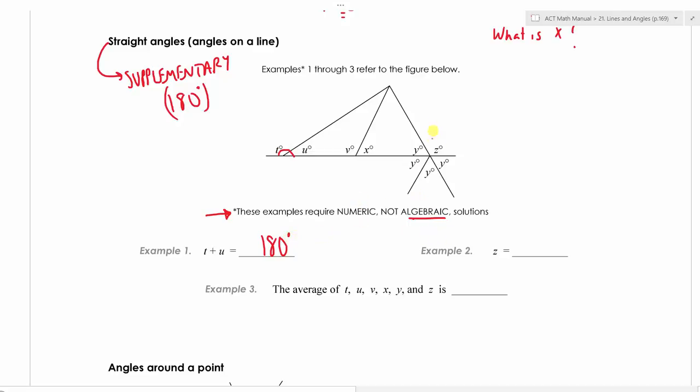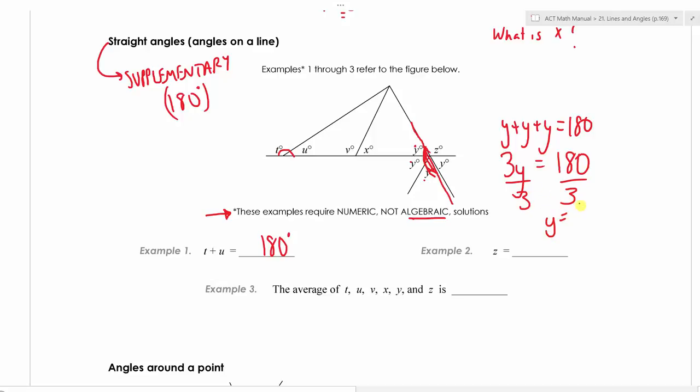Example 2, we have to figure out what z is. So this one's a little bit tricky, but if we notice that there is another line over here, and the three y's are all in that line. There's a y here, a y here, and a y here. And therefore, the three y's add up to 180. So y plus y plus y is 3y, and then 3y equals 180. We divide by 3, and we get that y equals 60.